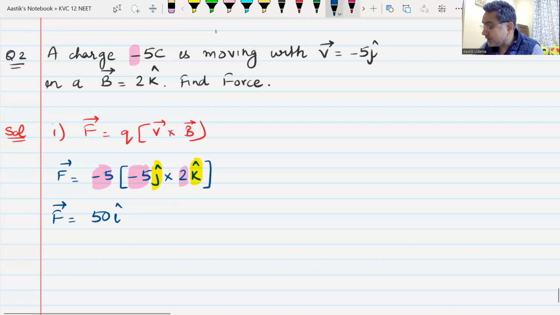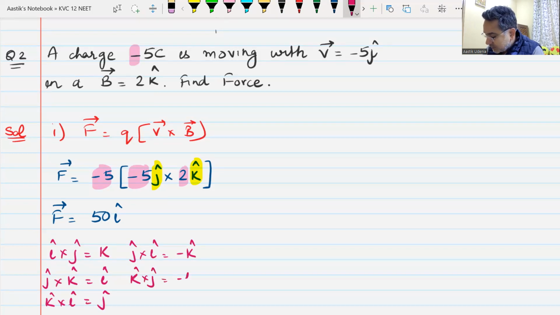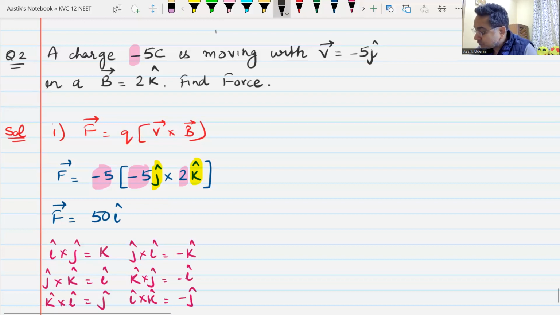If you don't know, you can note this down. I cross J is equal to K. J cross K is equal to I. K cross I is equal to J. If you reverse any of this, J cross I, it will become minus K. K cross J, it will become minus I. And I cross K will become minus J. This is how I can do it with the vector equation.